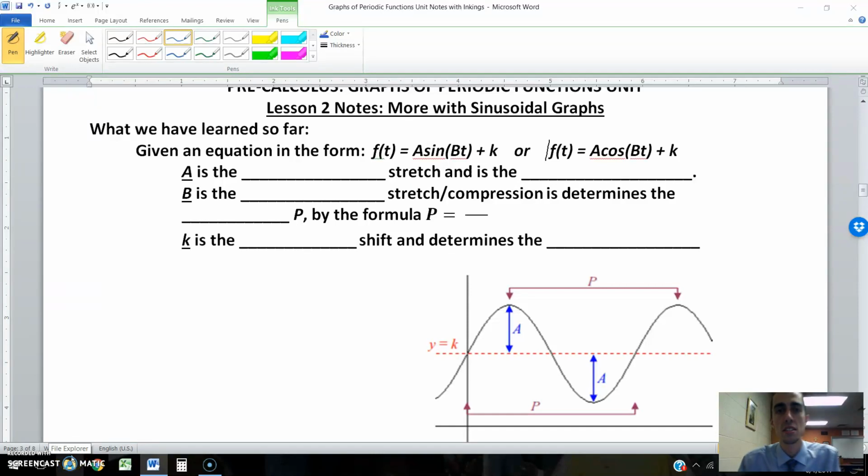Hello again. Today we're doing some more with sinusoidal graphs. We're going to review first what we've learned so far in Lesson 1. First off, this letter A, this coefficient in front of the sine or the cosine. This is our amplitude, and it describes for us a vertical stretch. And it's the amplitude.